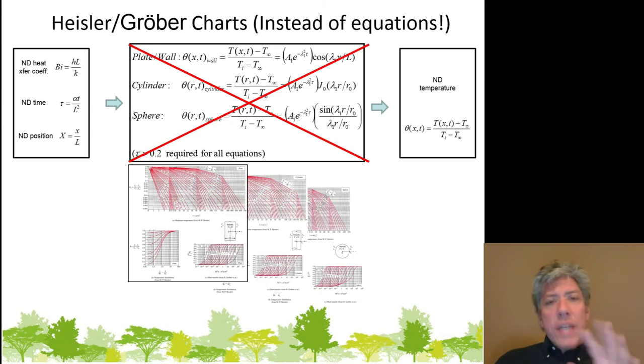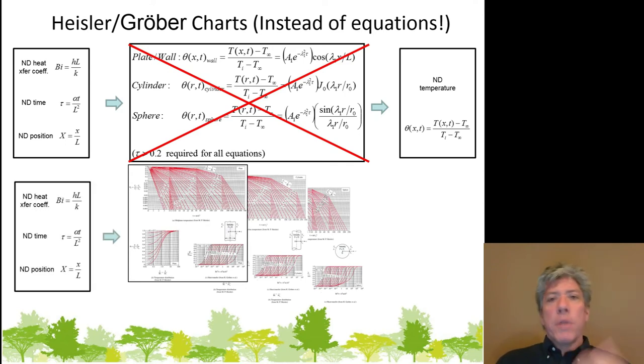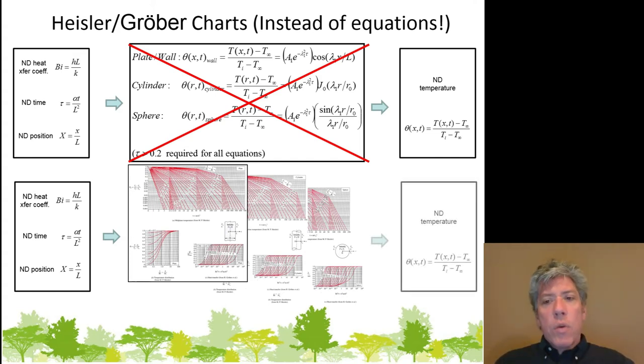But guess what? We don't have to do this. There are charts we can use instead of these equations. You still need the Bi number. You still need the Fourier number. You still need the dimensionless position, but you can plug them into the charts and come out with the dimensionless temperature. You get the same thing.